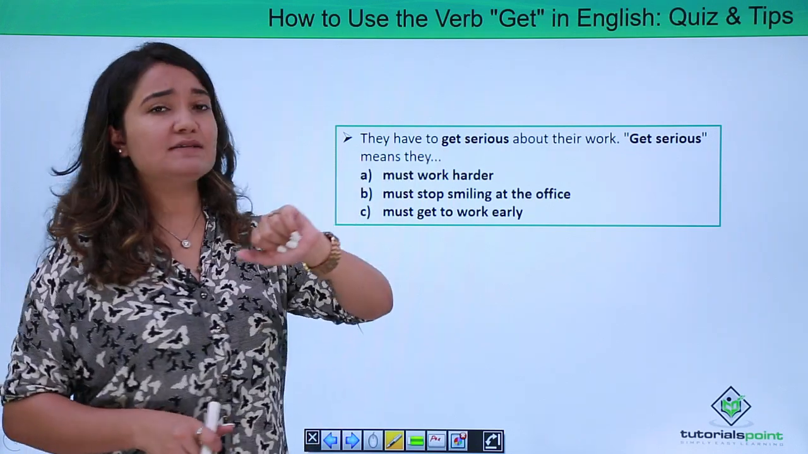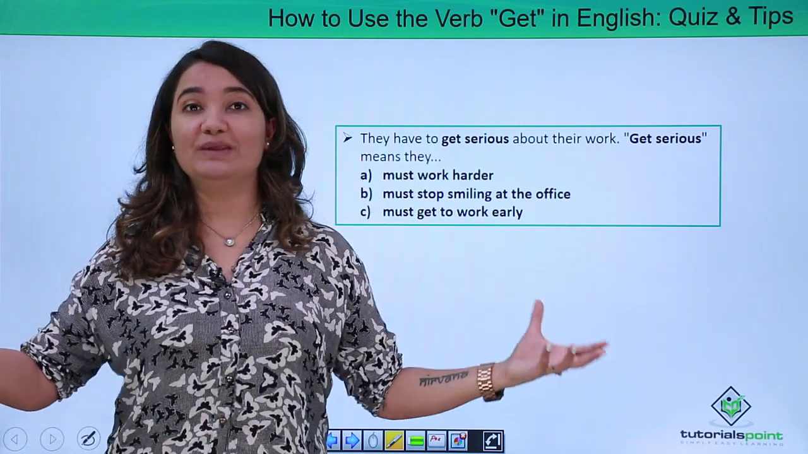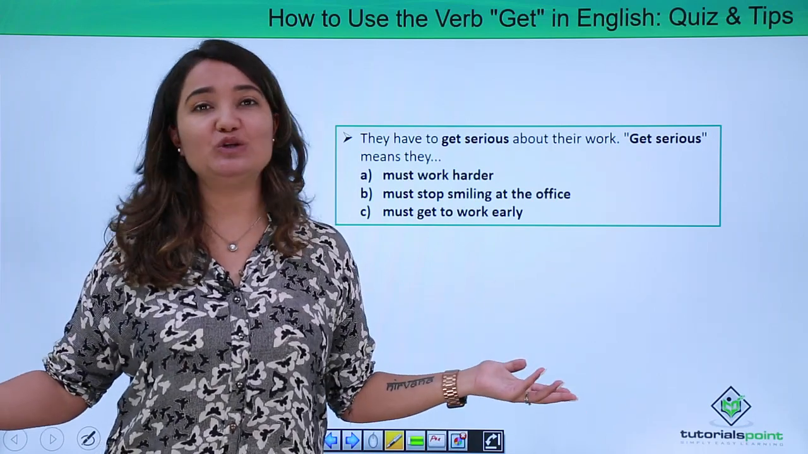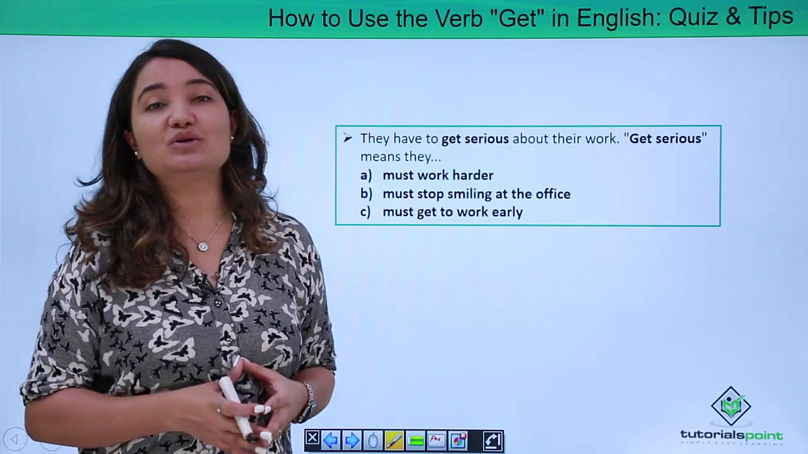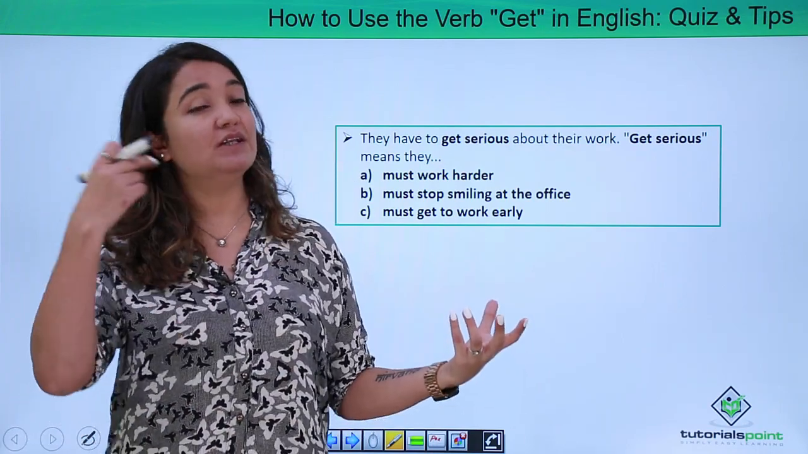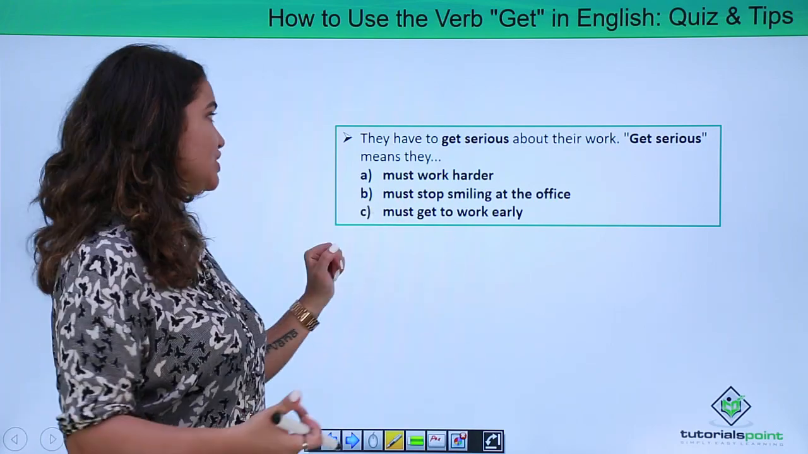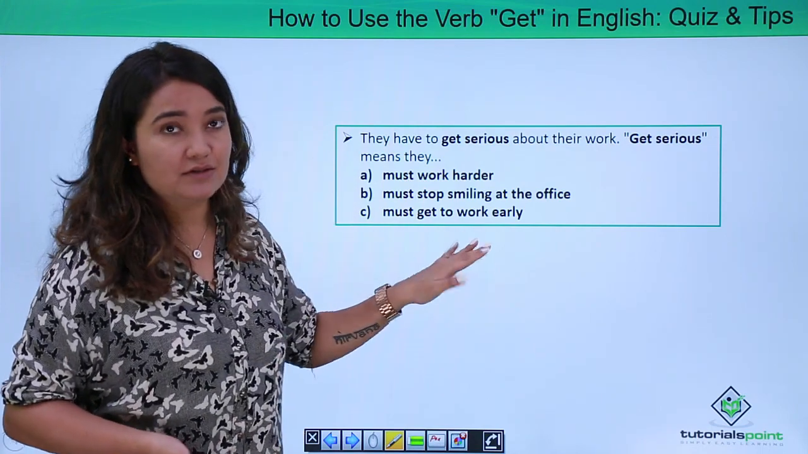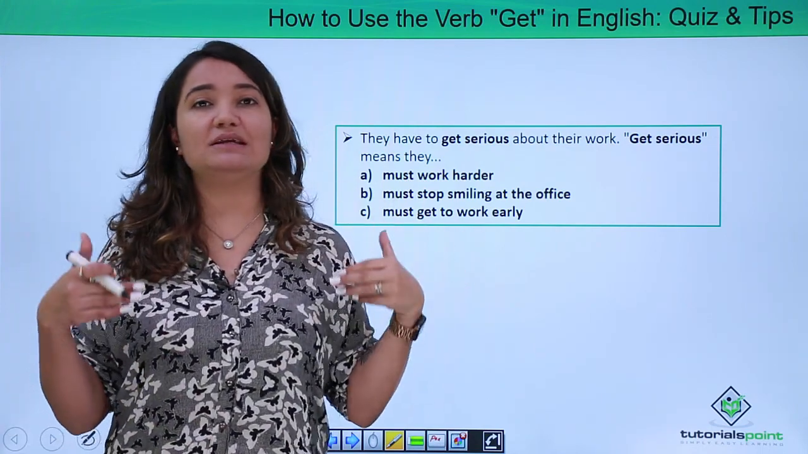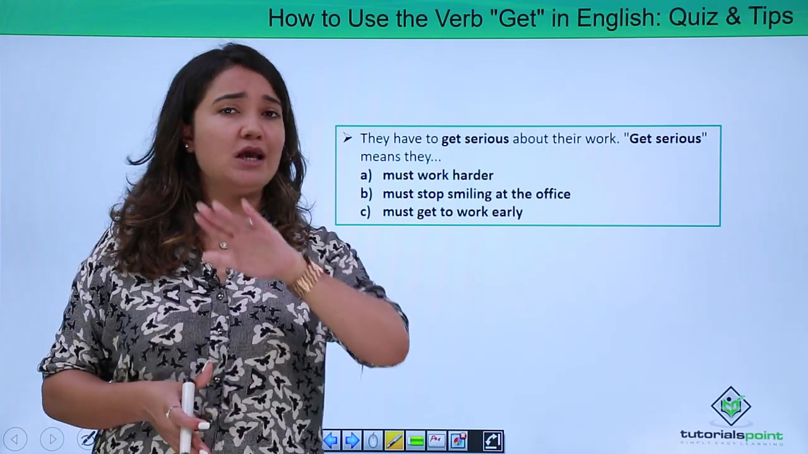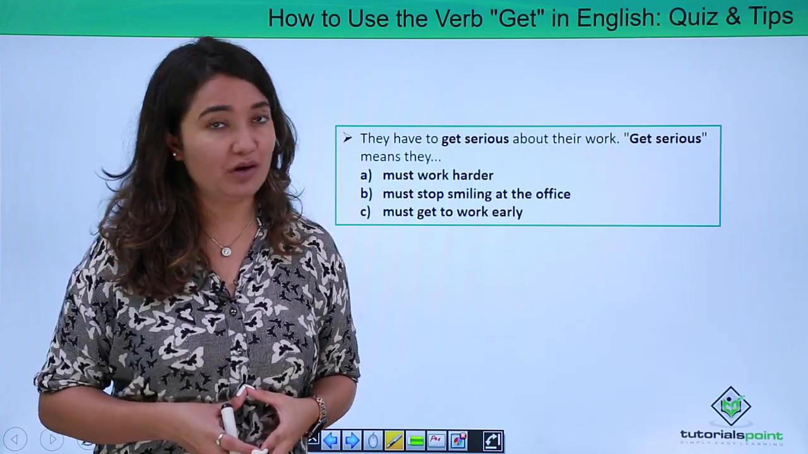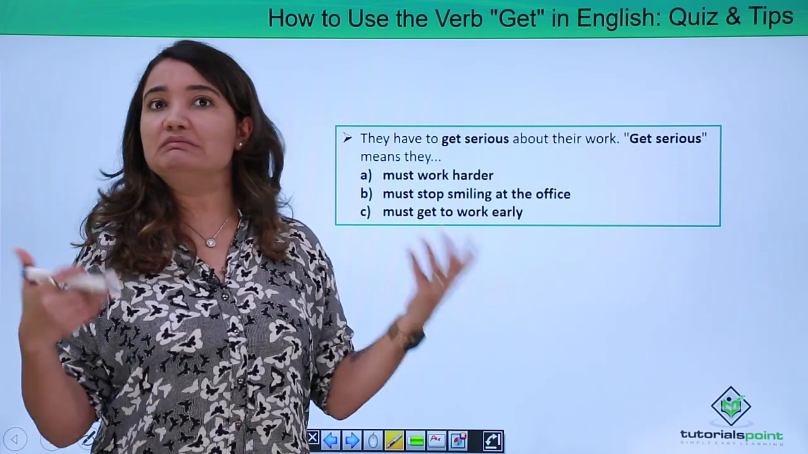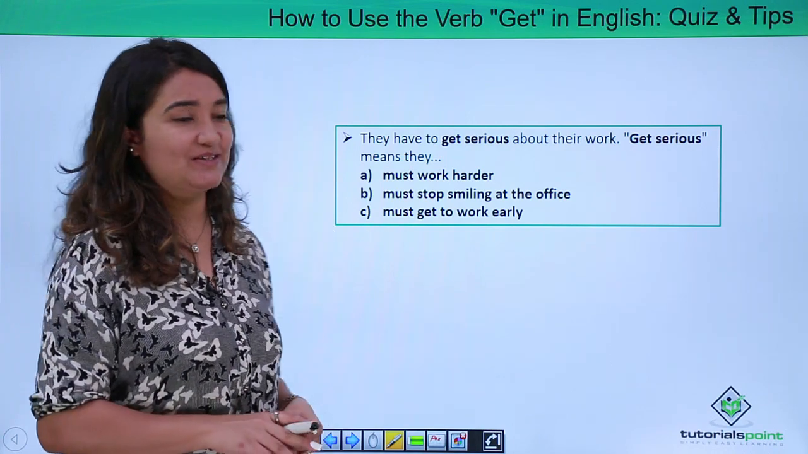They have to get serious about their work. Again, get is omnipresent. It's almost present everywhere. Haven't you observed? So get serious, again, get is being used, but with a different word. Hence, the meaning has changed. Get serious, if you observe here, means must work harder. It is a way of saying that you need to put in more effort. You're just being way too complacent about the entire work. So yet another different way of using get, and you end up getting a different meaning altogether.